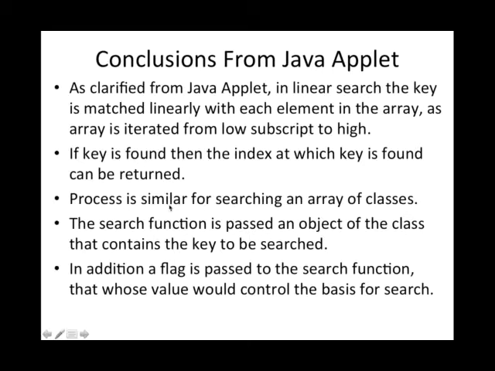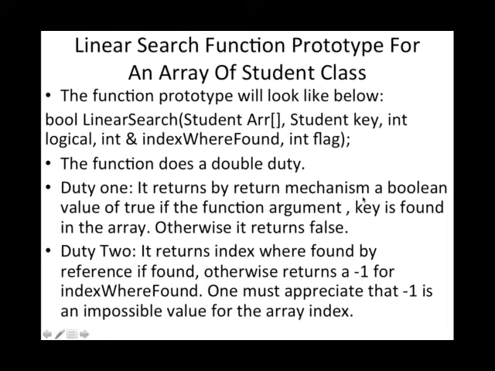And the process is similar for searching an array of classes, but there's one difference: the search function is passed an object of the class that contains the key to be searched, and in addition a flag is passed to the search function whose value would control the basis for search. So we can say flag equal to 1, search for ID, flag equal to 2, search for last name. Okay, that's the conclusion from the Java Applet. All right.